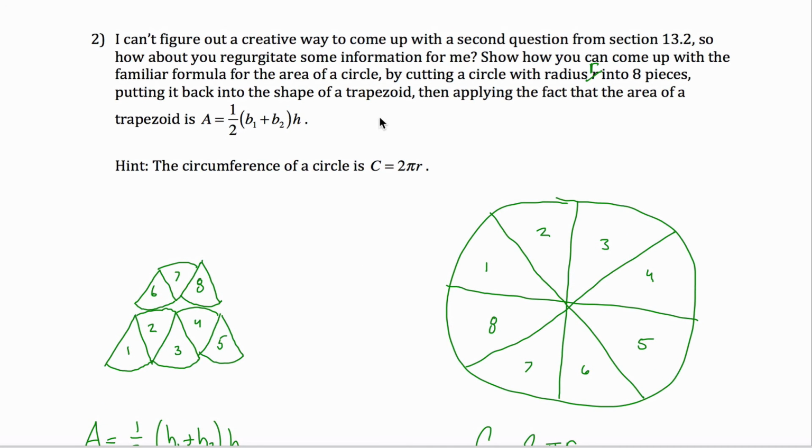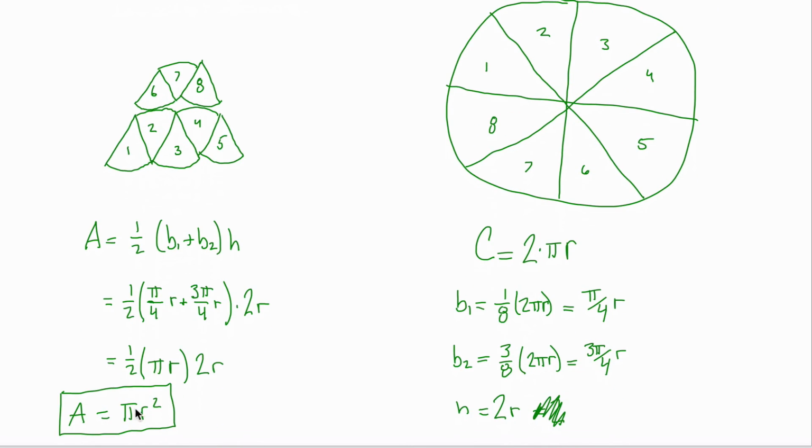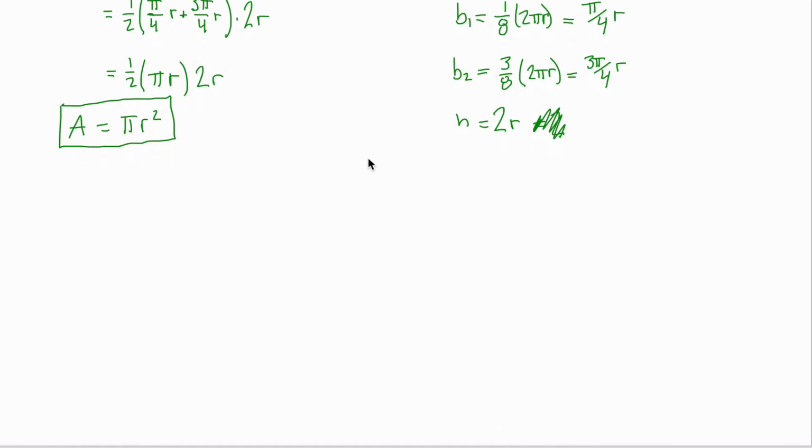So what I just showed is that the area of a circle is equal to pi r squared by taking this and putting it into a trapezoid. And you're like, yeah, but that's not a perfect trapezoid. You have these weird curved parts here. True, but if I cut it into more than 8 pieces, I'd get closer and closer to a real trapezoid. And this formula would get closer and closer to exact. So I guess I'll call that good here.